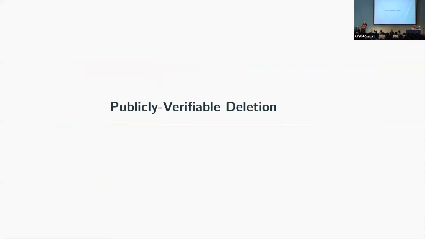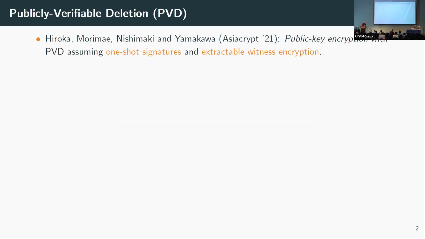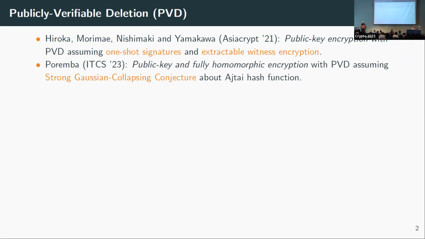This brings us to the main topic of our paper, which is publicly verifiable deletion. Can we get it, and how hard is it? There's a little bit of prior work on this. The first work that constructed a scheme with this property is the paper I mentioned by Hiroka et al. They constructed a public key encryption scheme with PVD, assuming the existence of one-shot signatures and extractable witness encryption. These are pretty strong, non-standard assumptions, but it was the very first scheme with this property. The second paper was actually an earlier paper of mine, which says that you can get public key encryption and even FHE with PVD if you're willing to believe a certain conjecture about the Itai hash function. This was stated as a conjecture.